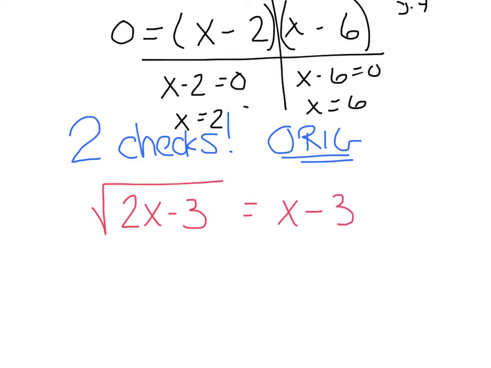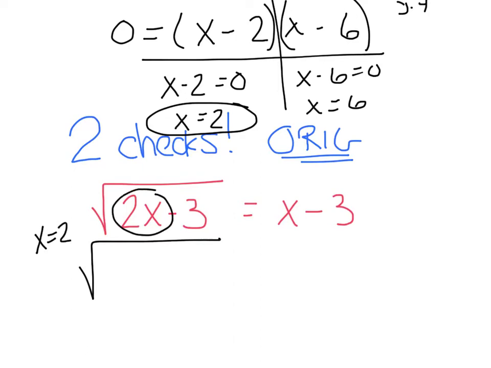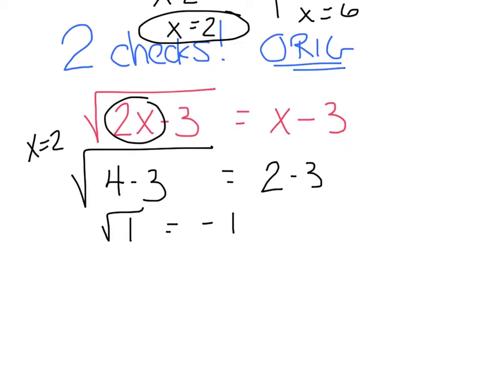So let's first check x equals 2. If x equals 2, I get 2 times 2 is 4 minus 3 equals 2 minus 3. 4 minus 3 is 1. 2 minus 3 is negative 1. Well, what's the square root of 1? Is 1 equal to negative 1? No. This answer does not check. We have to kill x equals 2.